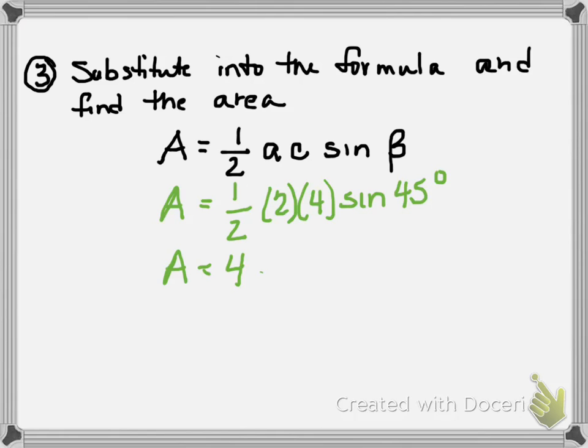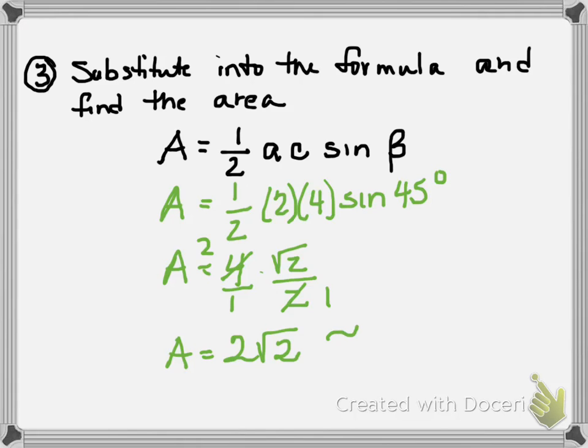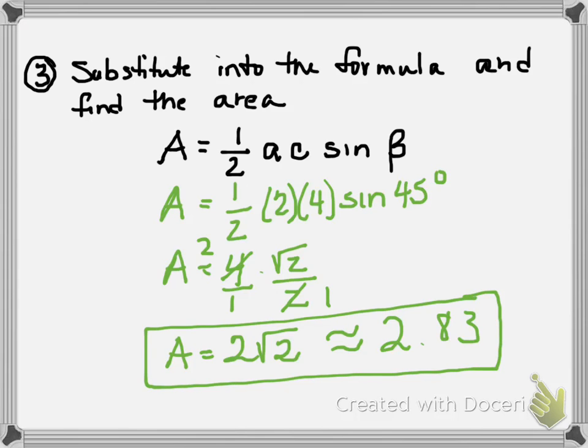4 times the square root of 2 over 2. So when I do that, 2 goes in itself one time, so I cancel. 2 goes in 4 2 times. And I get A is equal to 2 square root of 2. And then when I put that into the calculator and get a decimal, it's approximately equal to 2.83. So here my area is equal to 2.83. Did you get that answer? Hopefully you did.